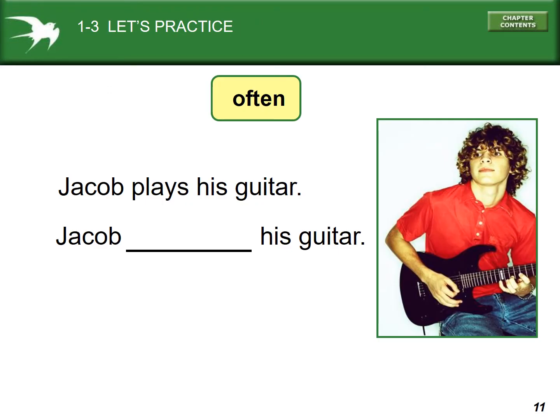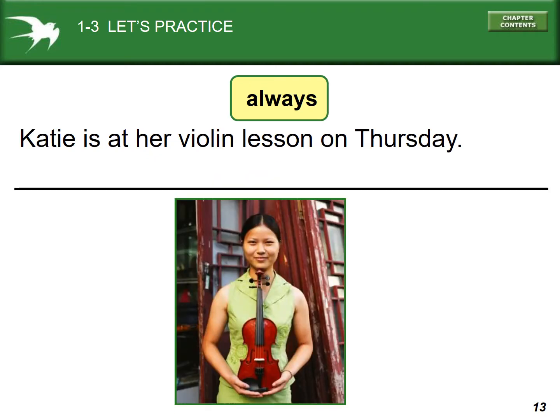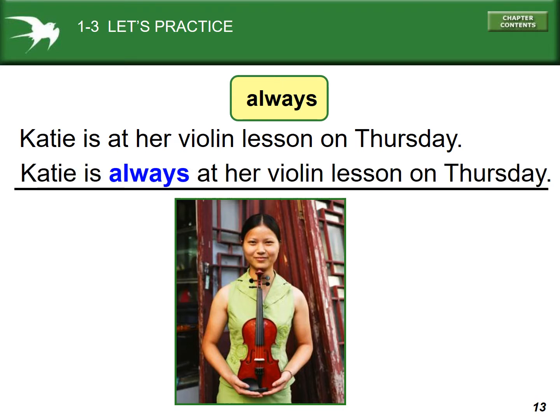So Jacob plays his guitar. Jacob often plays his guitar. Not Jacob plays often. Jacob often plays his guitar. The baby is happy, and we want to put usually in there. Remember, with the be verb, what are we going to do? The baby is usually happy. Katie is at her violin lesson on Thursday. Again, with the be verb. Katie is always at her violin lesson on Thursday.